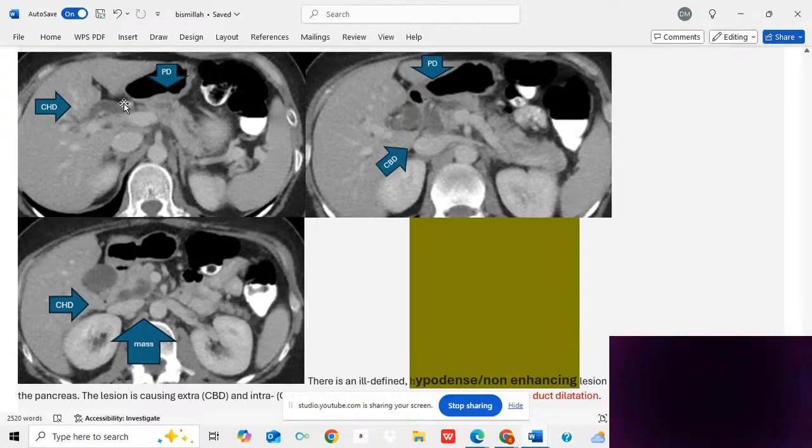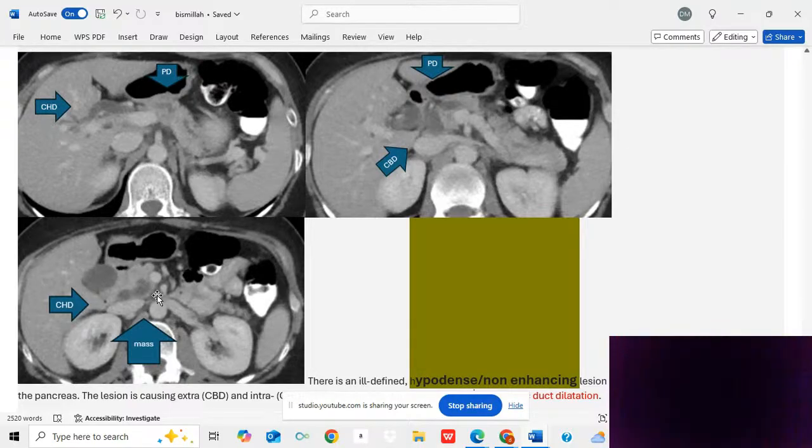it will communicate with the intrahepatic biliary ductal system. Okay, so this is the start of the main pancreatic duct, and this is the common bile duct. Okay, here's the mass here.